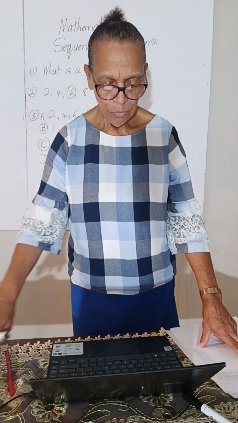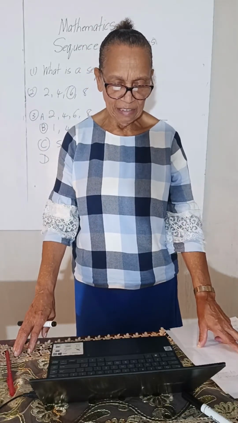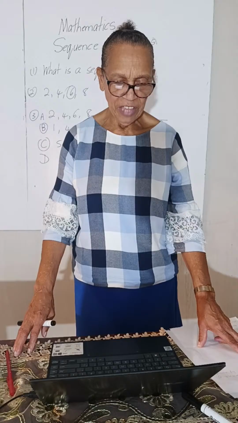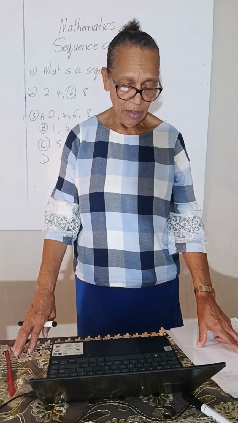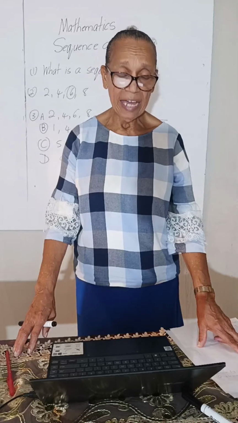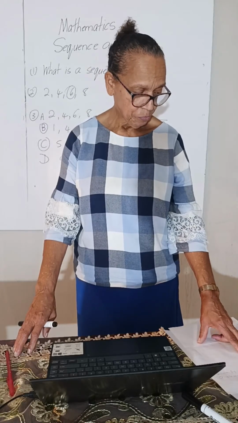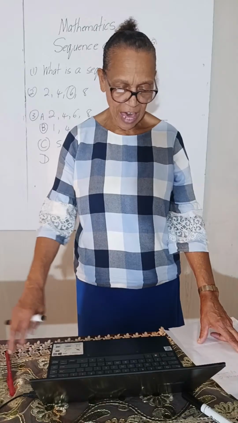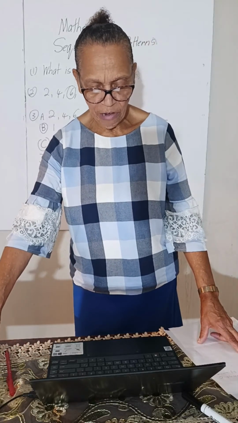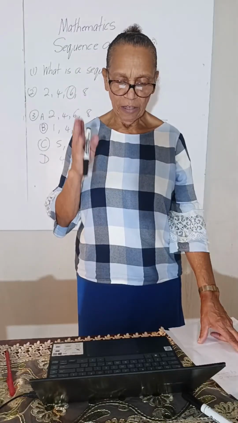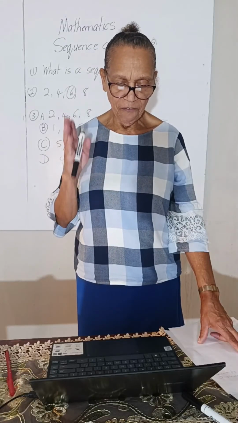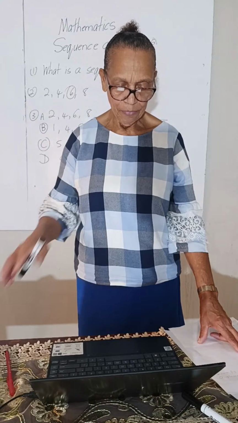Number 4. What comes next in the sequence? You have 5, 10, 15, 20. So the next one is 25. And what are they doing there? They're adding 5. Number 5. Which rule describes the pattern? 50, 45, 40, 35. They are subtracting 5 each time.